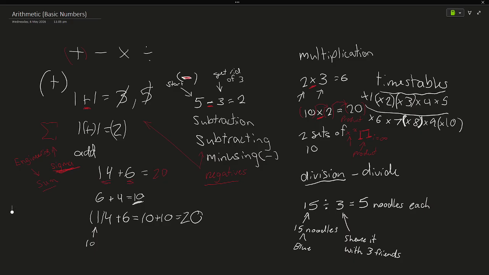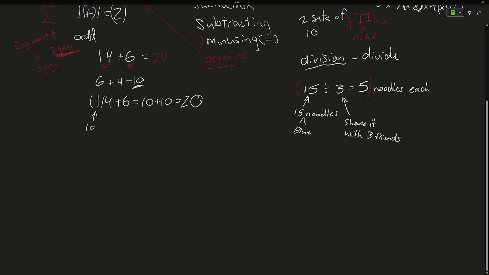So I don't expect you to remember all of this, but I expect you to remember at least these 4 different types of symbols. So addition, subtraction, multiplication, and division. I'll give you a couple questions down here if you can write them on paper.